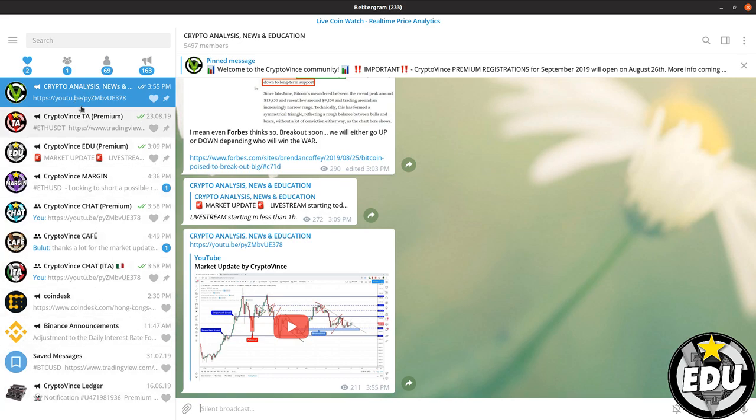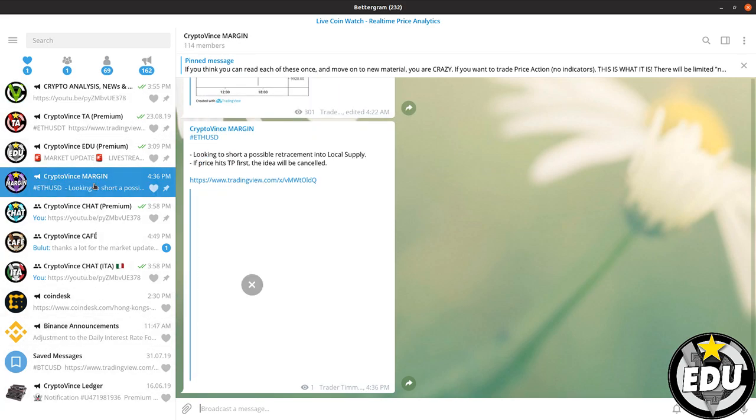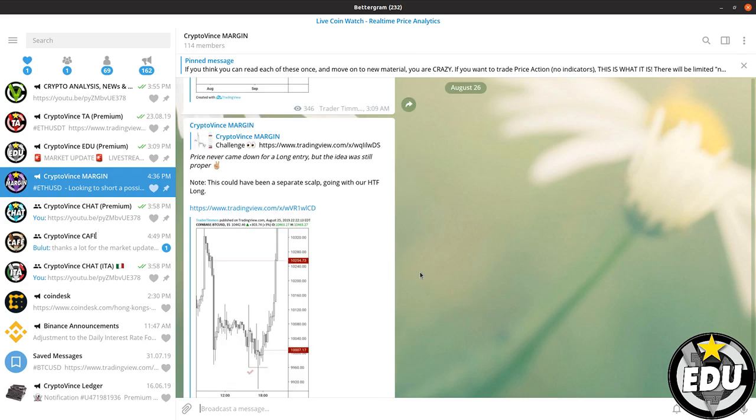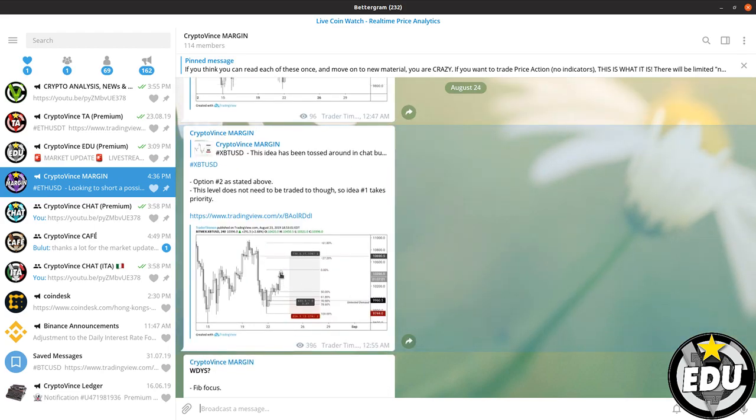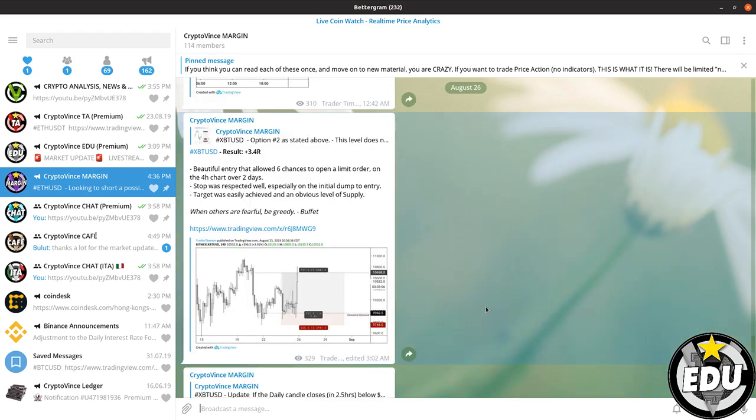Okay, so those are the channels. We are very active in the margin channel with scalps all over the place. We have beautiful setups. This is the long on Bitcoin, waiting for price to come back down, and then price came back down and reached our entry.